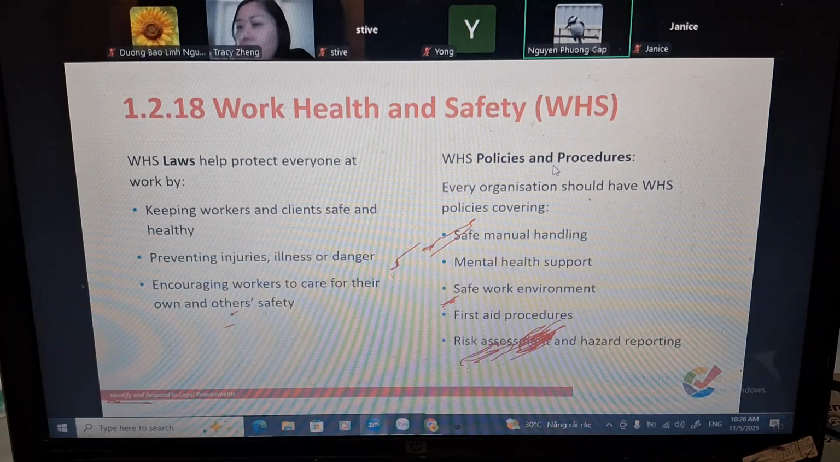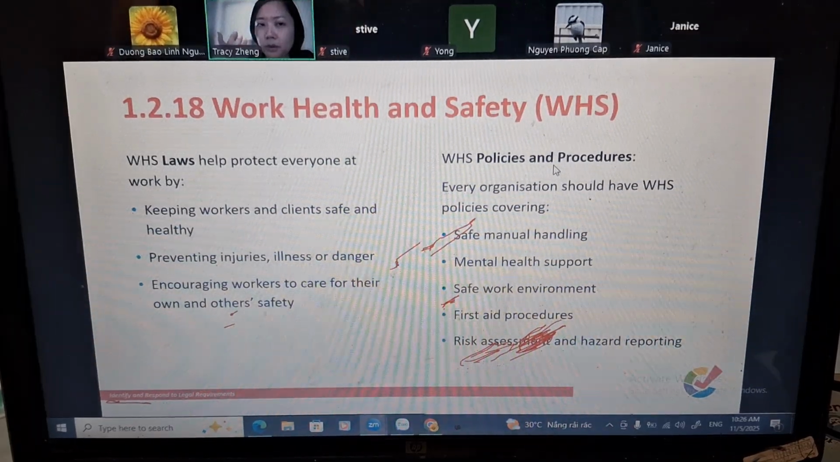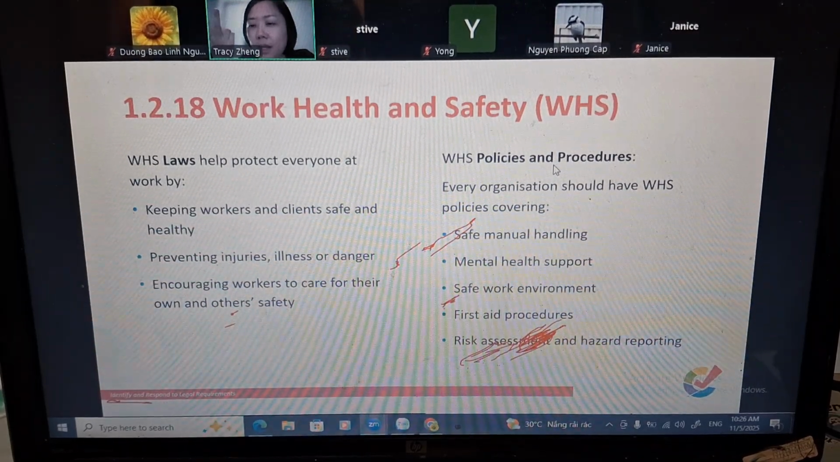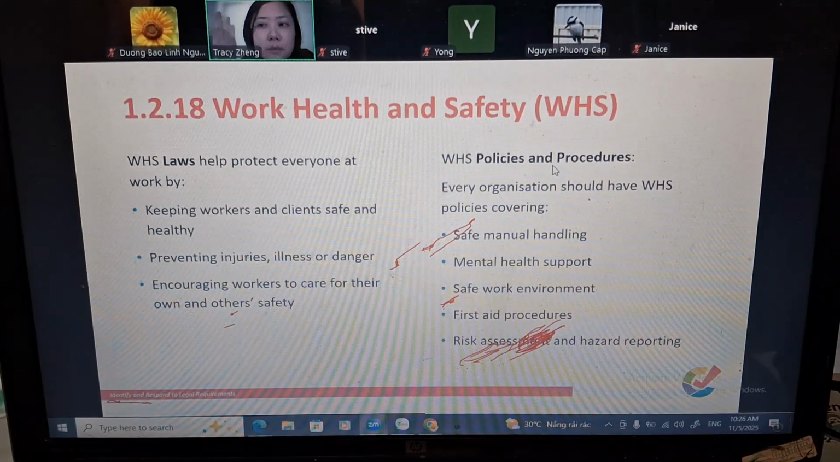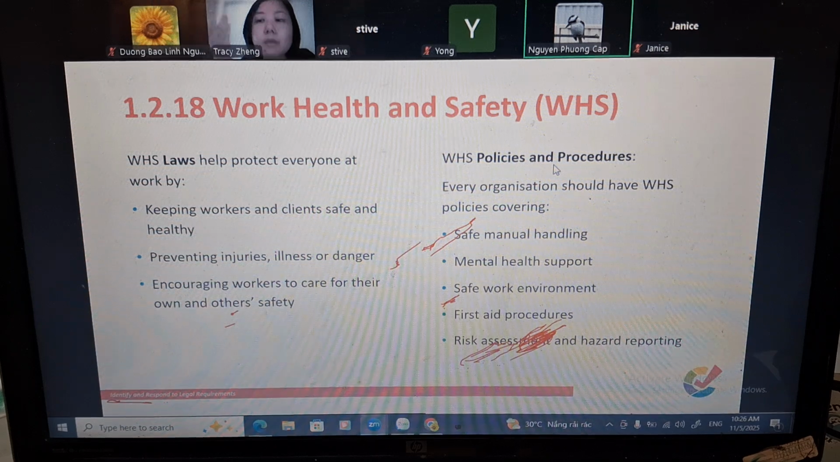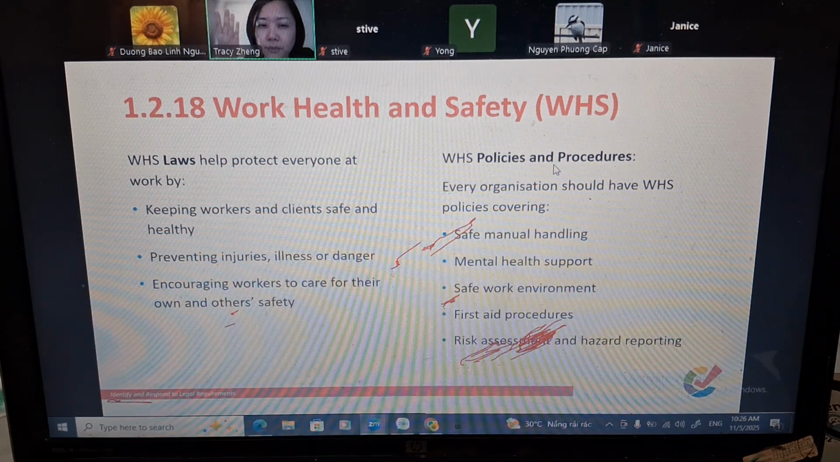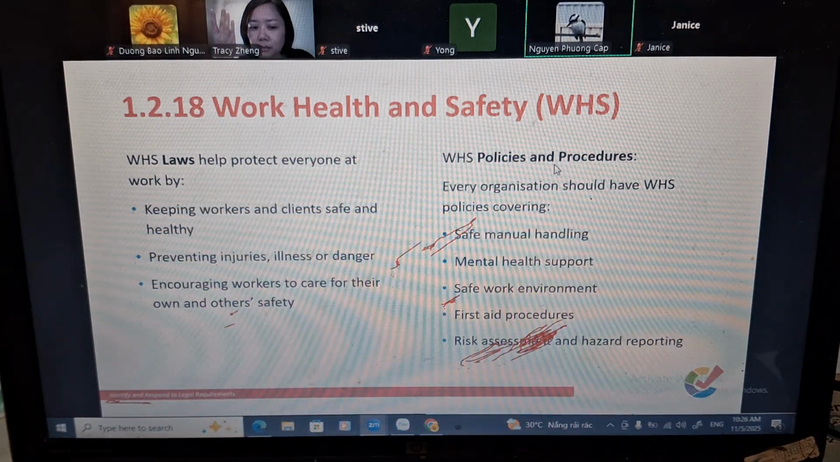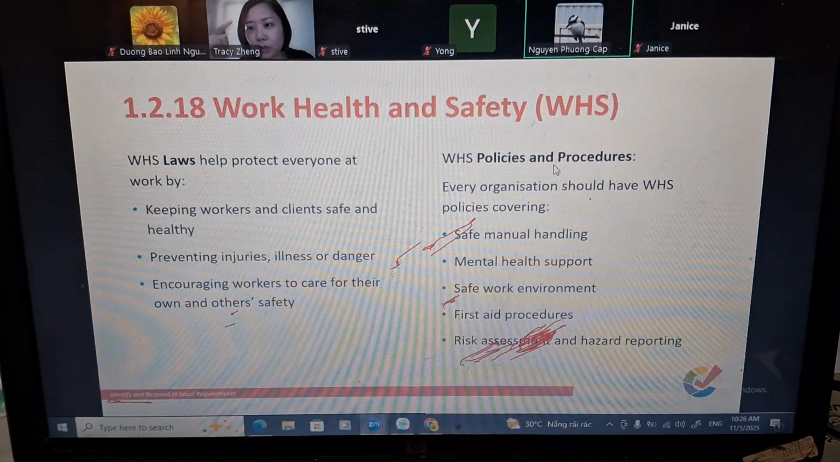Confidentiality, privacy, neutrality, consent. Yeah, informed consent. Correct. What else? Mandatory reporting. Dignity of risk, duty of care. Yeah, duty of care.